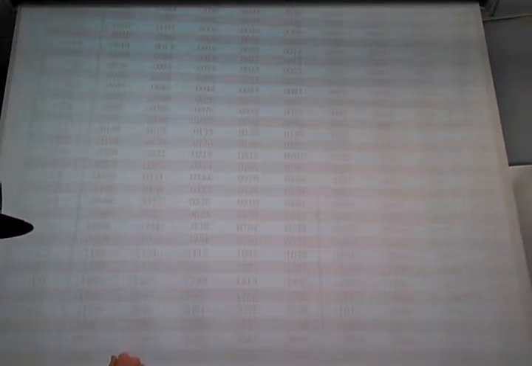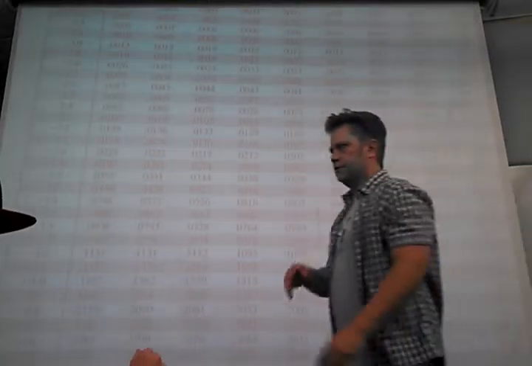Area, subtract area. Always subtract areas, never subtract z-scores. I meant to say area, not z-scores.